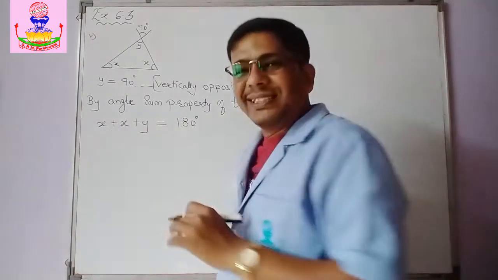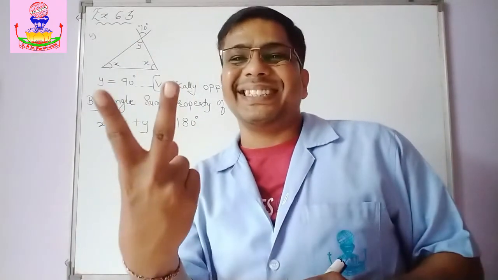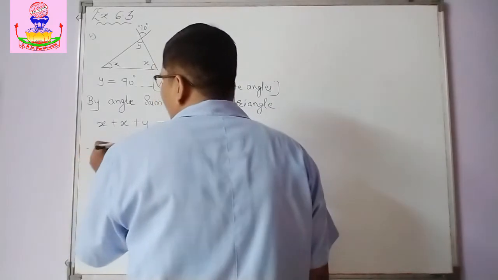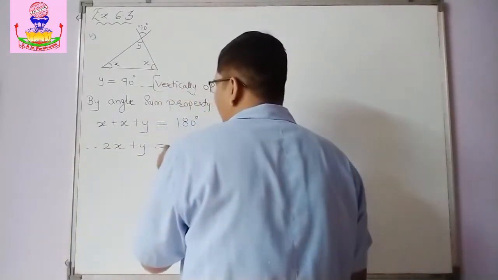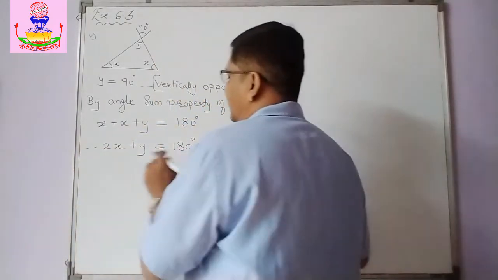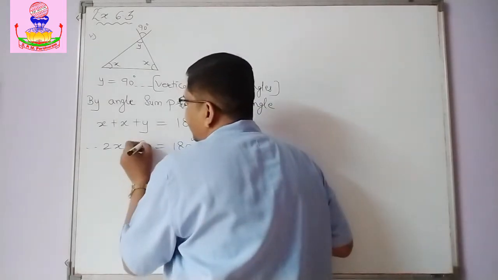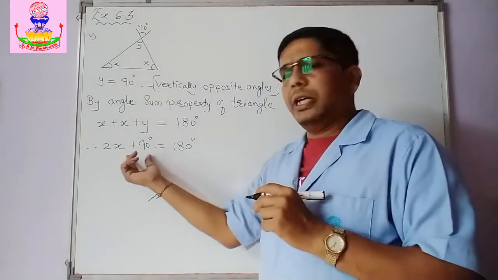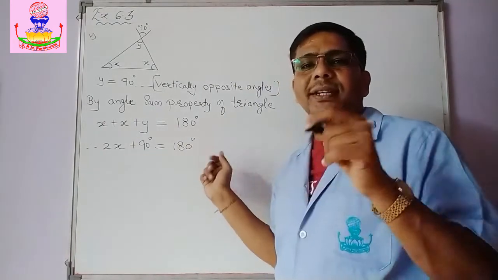Now I know the value of Y. How much is it? Yes, 90. And X plus X, 1X plus 1X. So 1 plus 1, 2. Right. So therefore, 2X plus Y is equal to 180. Sorry, the Y value is 90 degrees. That's what we have got.